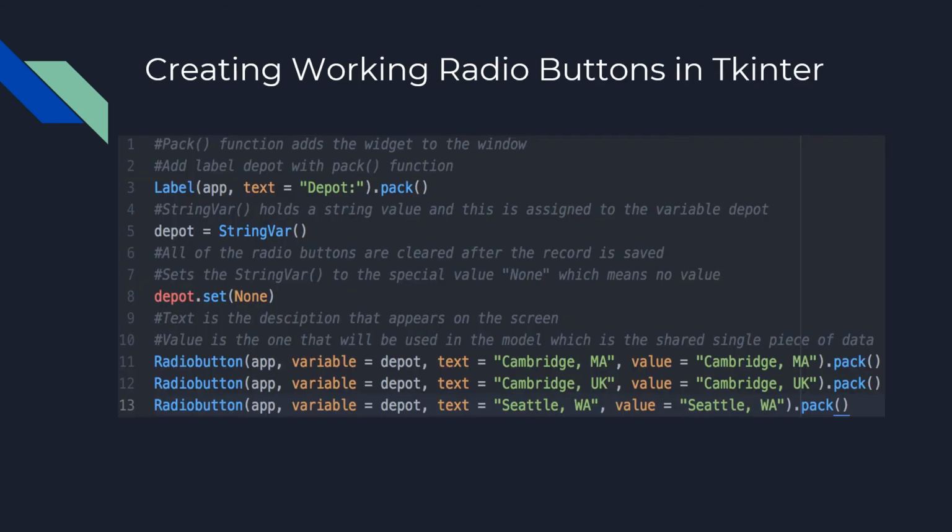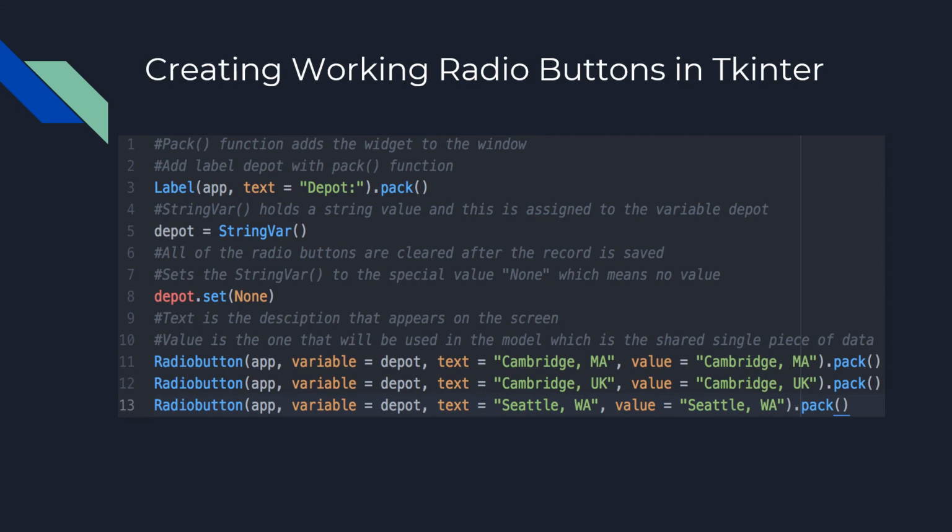Since we have separately looked at the components of creating working radio buttons in Tkinter, let's look at the full code in its full set. The pack function, as we have previously mentioned, adds the widget to the window. So we add the label dpot with the pack function: Label(app, text=dpot).pack(). StringVar is the new part here. StringVar holds a string value and this is assigned to the variable dpot. So dpot equals StringVar means that the dpot variable holds a string value.